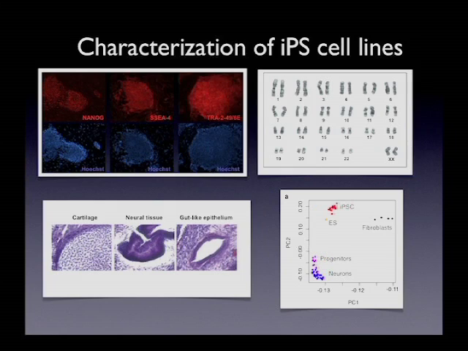This is relatively inexpensive. This is something called a principal component analysis that basically tells you how similar cells are based on the expression of all of their genes. And you can see that the cells that we've made, called iPS cells, are overlapping with ES cells. And they're different from fibroblasts and progenitors and neurons.